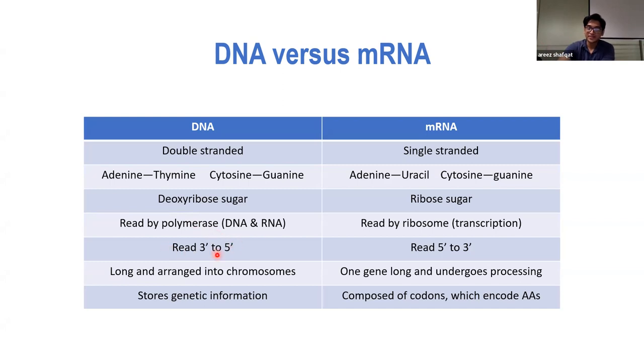DNA is read 3' to 5', mRNA is read 5' to 3'. So the ribosome translates mRNA from 5' to 3'. DNA is very long because it's composed of multiple genes and it's arranged into chromosomes. mRNA is basically only one gene long, but there is an exception to this rule, which we will get on to. mRNA is composed of base sequences divided into codons, and each codon encodes a single amino acid.